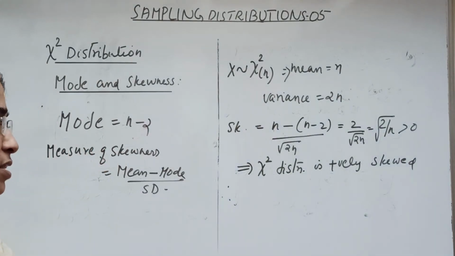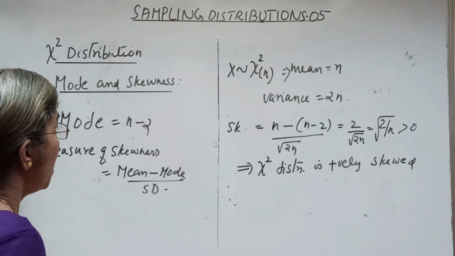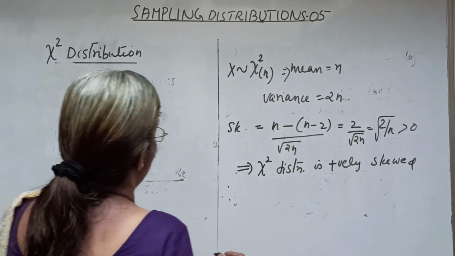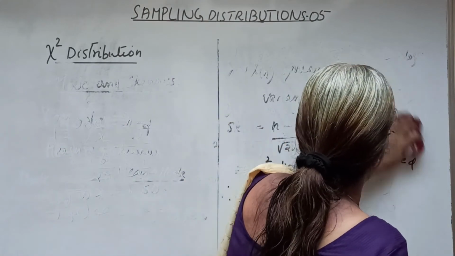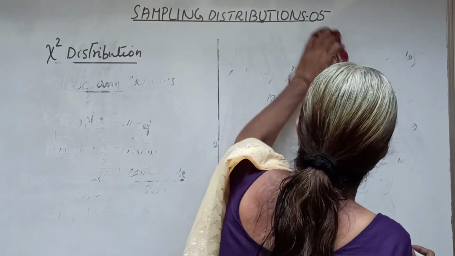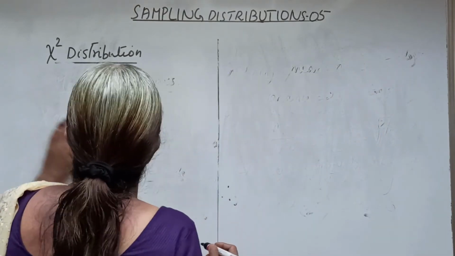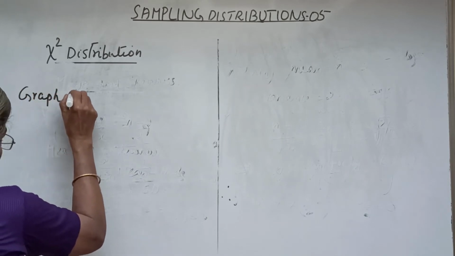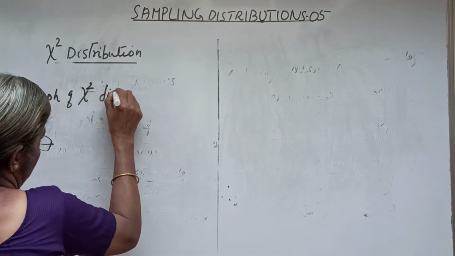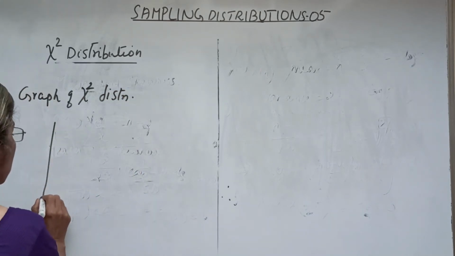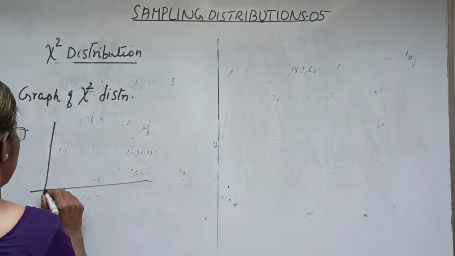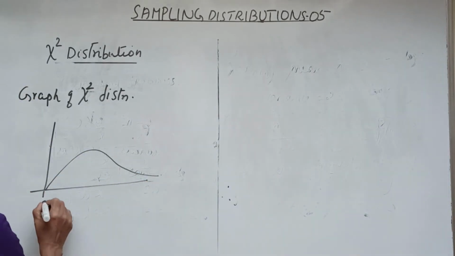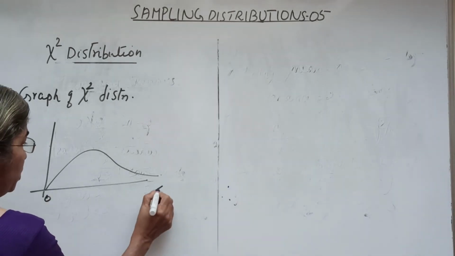We know its range is from 0 to infinity, and hence the graph of chi-square distribution ranges from 0 to infinity, and we can draw the curve taking the form like this. This is the graph of chi-square distribution from 0 to infinity.